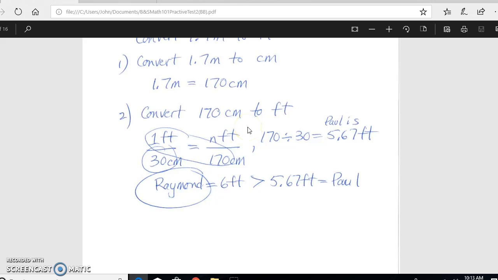And once I have my proportions set up, I look for my 2 numbers across from one another, 1 and 170. I multiply them, and then I divide by the leftover number, and I end up with 5.67 feet. Now, Paul is 5.67 feet. That's his height. Raymond is 6 feet. So Raymond is taller than Paul. 6 feet is greater than 5.67. Raymond is taller, and that's our answer.